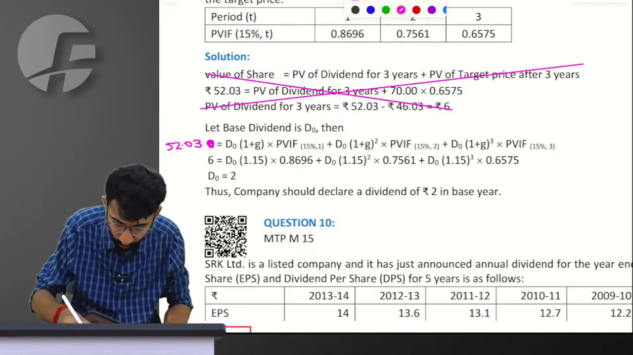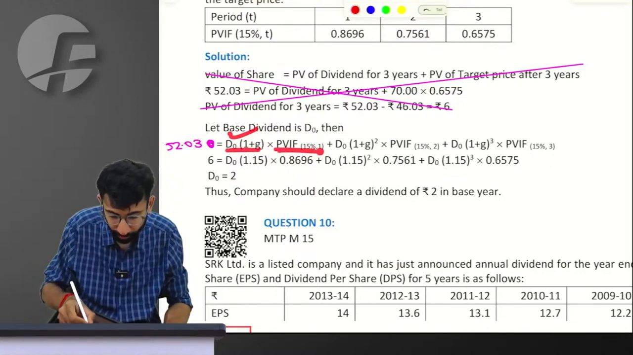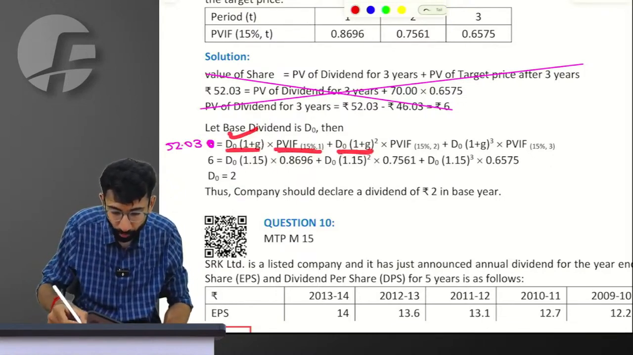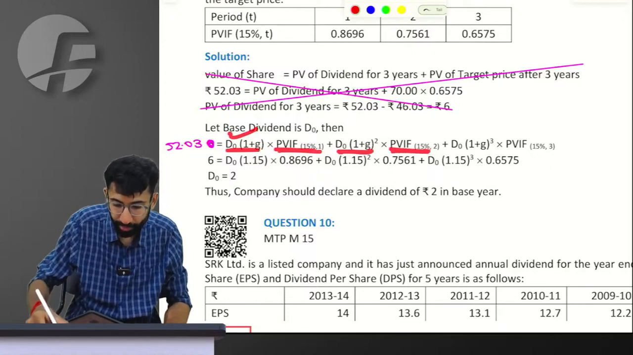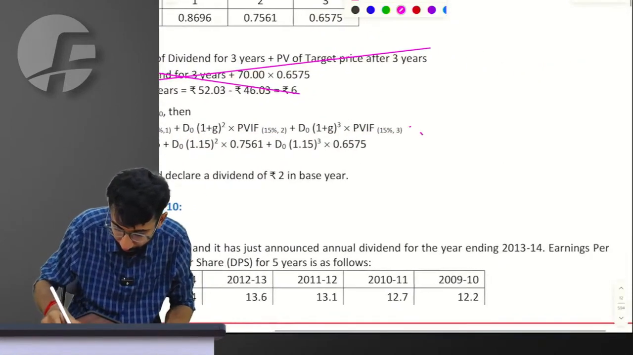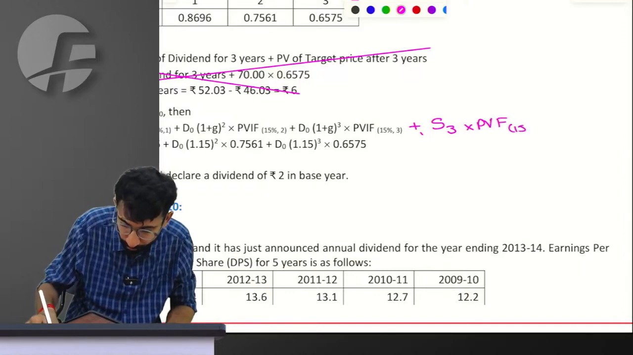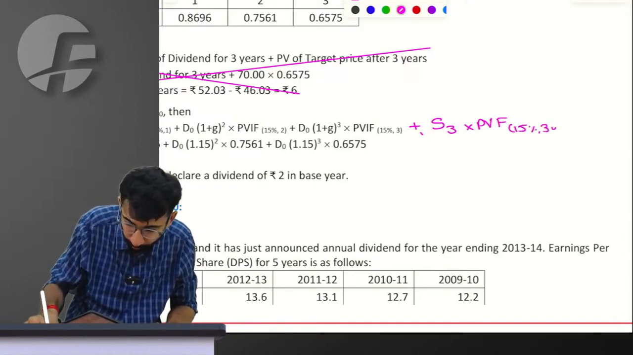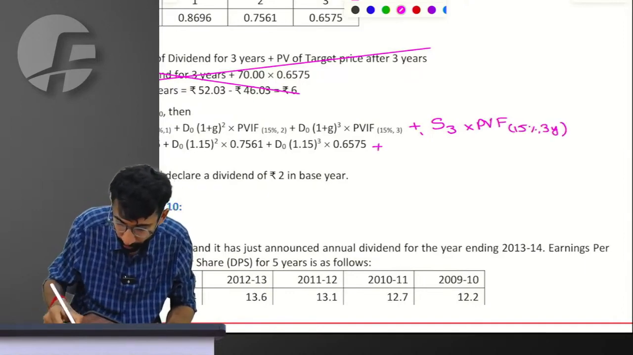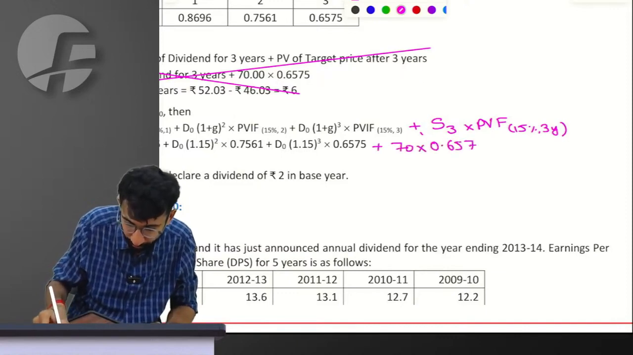52.03 is equal to D0 into 1 plus G, which is D1, into present value factor of first year, D2 into present value factor of second year, D3 into present value factor of third year, plus sales price of third year into present value factor of third year at the rate of 15%. Cool. Which means price of 70 into 0.6575.